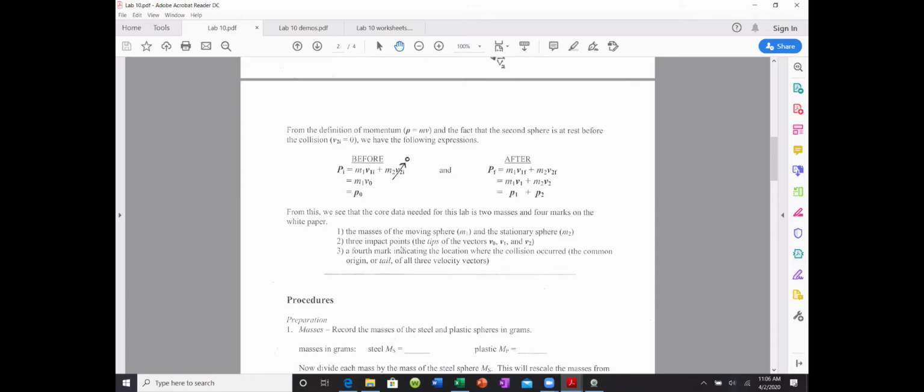But what else do I need to know? I need to know something about how fast the red object was going before the collision. If there had been no collision, I need to record something about how fast the red guy is going at the bottom of the ramp as he's about to collide with blue.